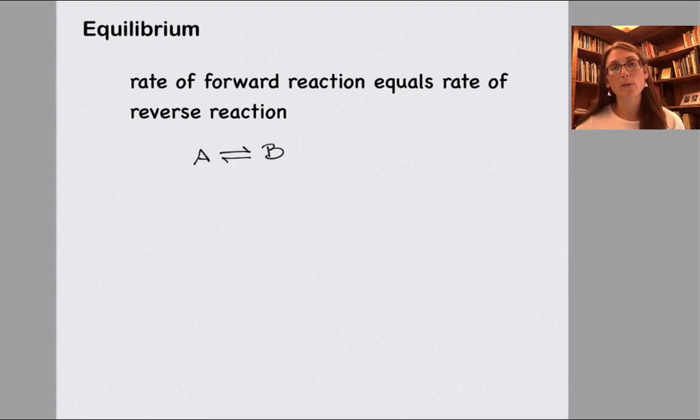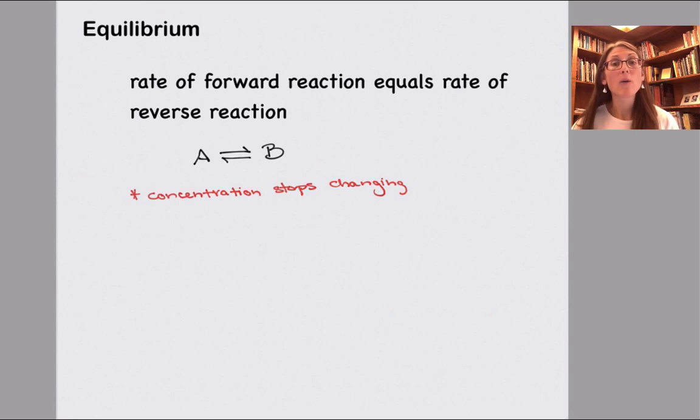So when the rate of the forward reaction and the rate of that reverse reaction happen to be equal, we're going to see two things happen. One, if we're looking from the outside, we are going to see that the concentration stops changing. However, it's really important to note that the reaction continues. So that's what equilibrium is. And many chemical processes will establish an equilibrium.